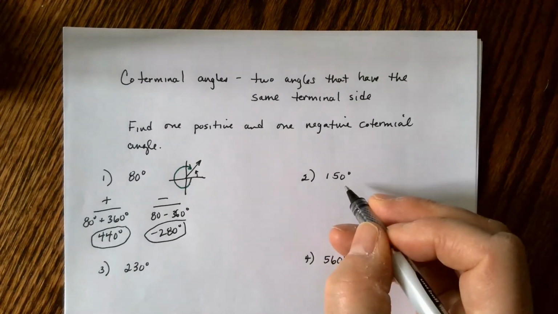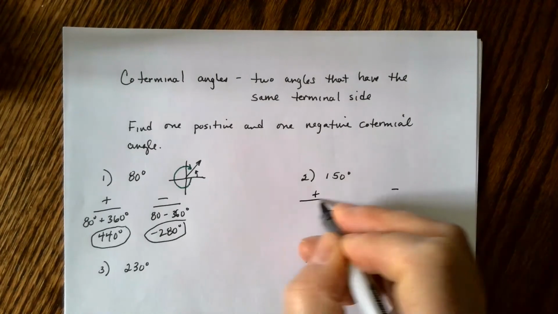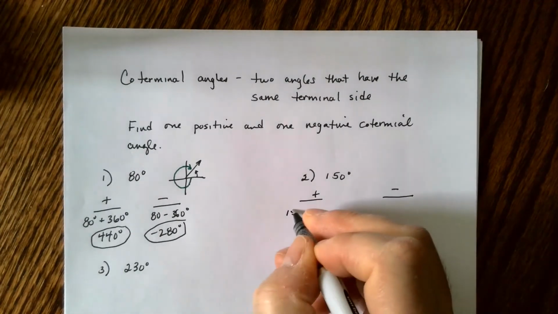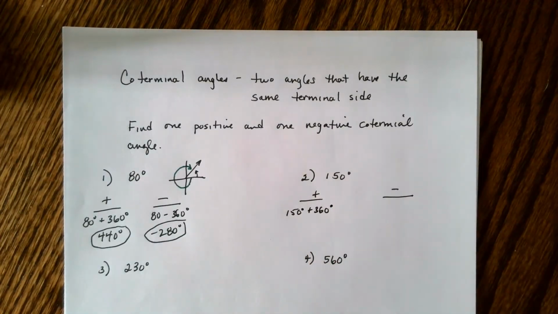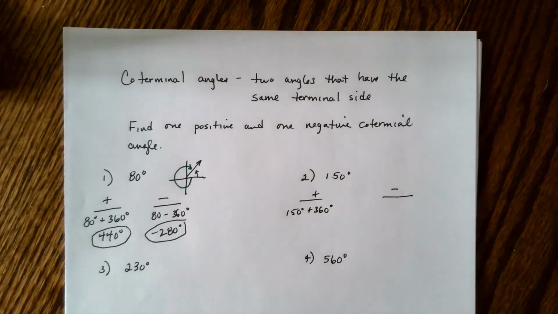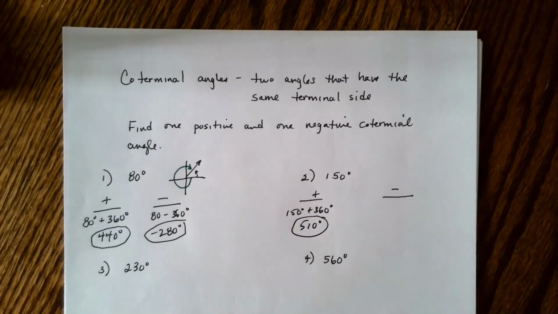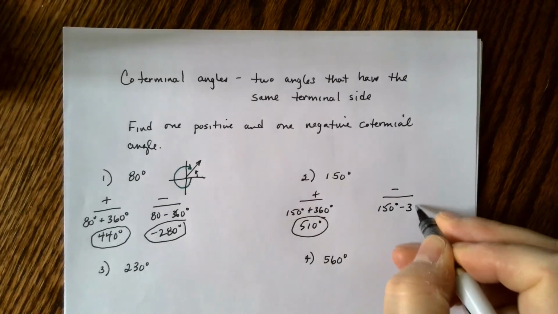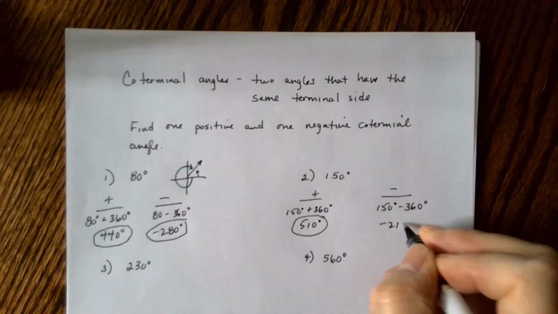Let's try another one, 150 degrees. We want a positive and a negative coterminal angle, okay? So my positive would simply be 150 plus 360 because I already have 150 degrees. And I will end up with 510 degrees as my positive coterminal angle. My negative coterminal angle, we're just going to subtract 360. And I end up with negative 210 degrees.